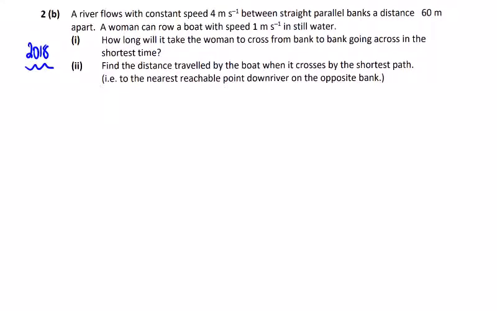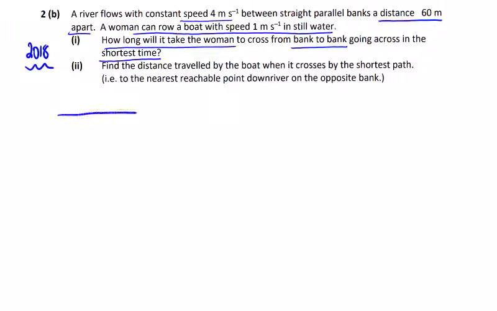2018 relative velocity. A river flows with constant speed 4 meters per second between straight parallel banks, a distance 60 meters apart, and a woman can row a boat with speed 1 meter per second in still water. How long will it take the woman to cross from bank to bank, going across in the shortest time?